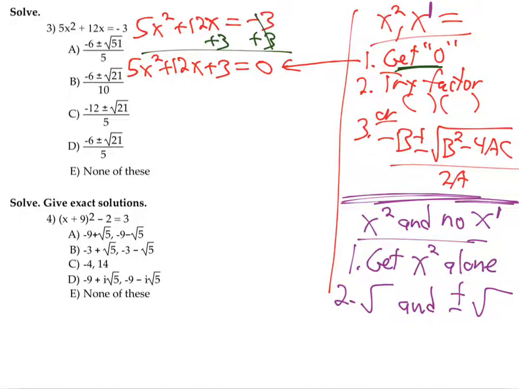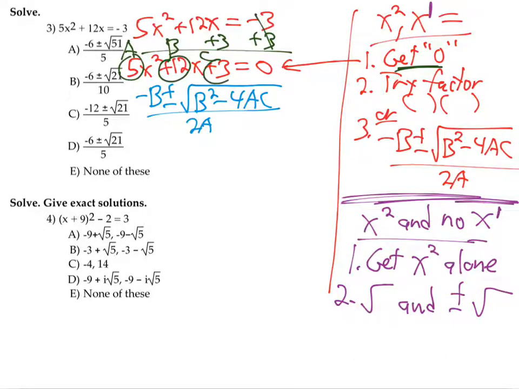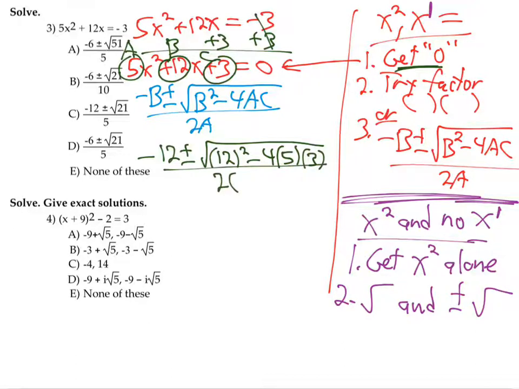Step 2, you can try to factor. I don't think that'll even factor. So I'm just going to go right to the quadratic formula. Negative b plus or minus square root b squared minus 4ac all over 2a. I'm going to identify a, b, and c. So a is the 5, b is the 12, and c is the plus 3. So here we go. So it's going to be negative b, negative 12, plus or minus the square root of b squared, 12 squared, minus 4 times a, which is 5, times c, which is 3, all over 2 times a, 2 times 5.